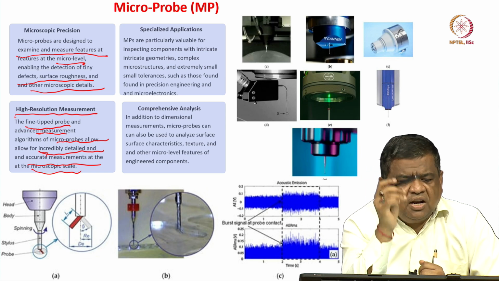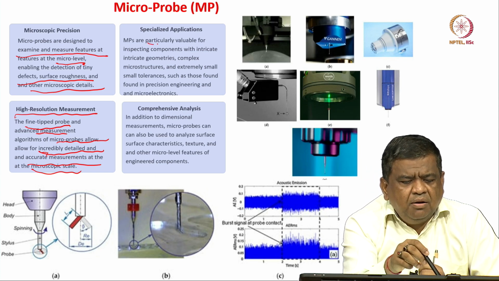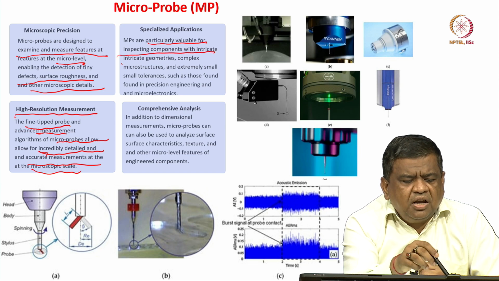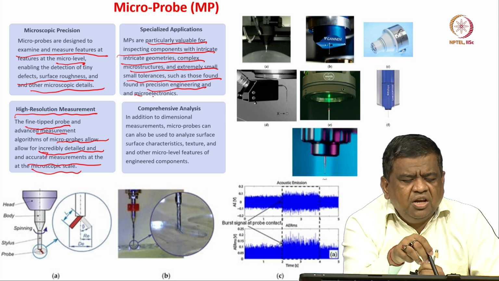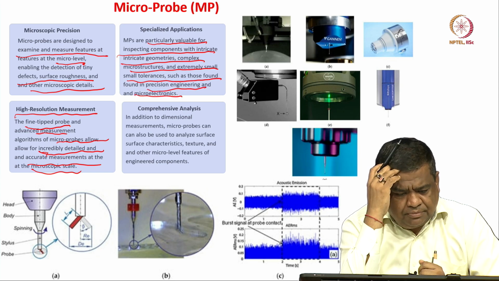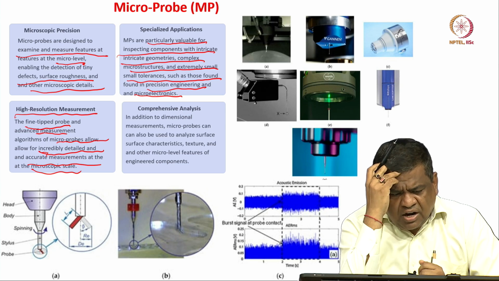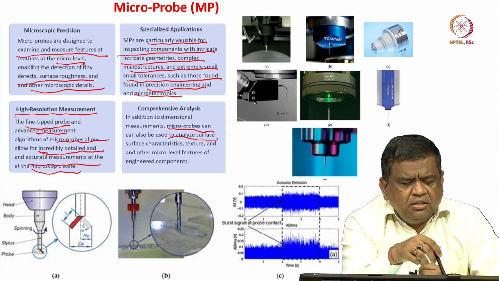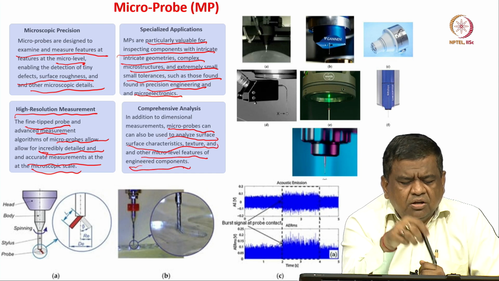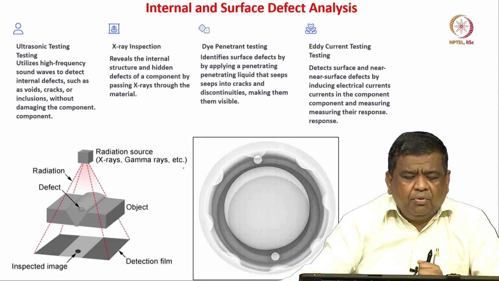And this has specialized applications. This is particularly valuable for inspecting components with intricate geometries, complex microstructures and extremely small tolerances in precision engineering and microelectronics. And it is a comprehensive analysis. Microprobes can also be used to analyze surface characteristics, texture and other micron level features of the engineering components.